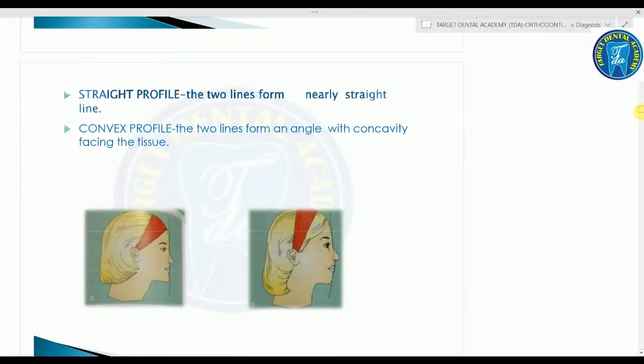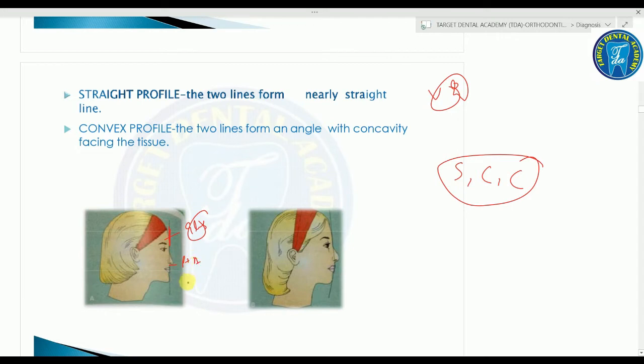Now coming on to the profile, very important. In this we have three types of profile: straight profile, convex profile, and concave profile. How to determine the profile? This is a line joining the forehead of the soft tissue. This is the glabella, which is the most prominent part between your eyebrows, and this is point A, which is the deepest point in the curvature.